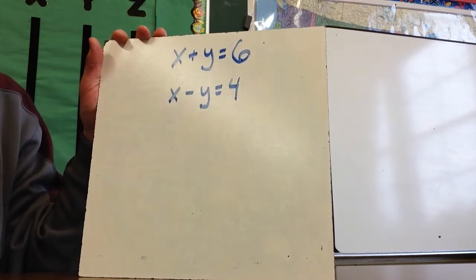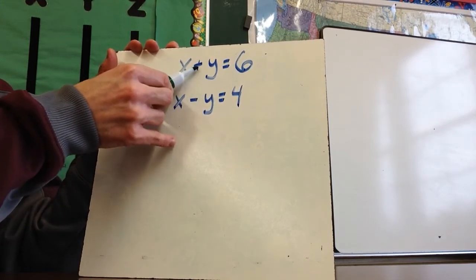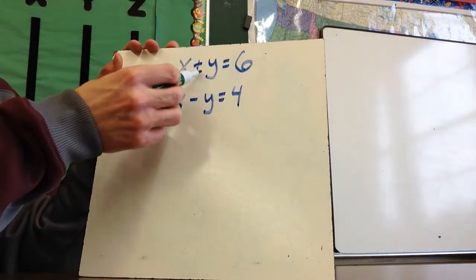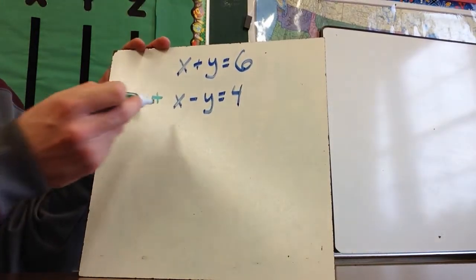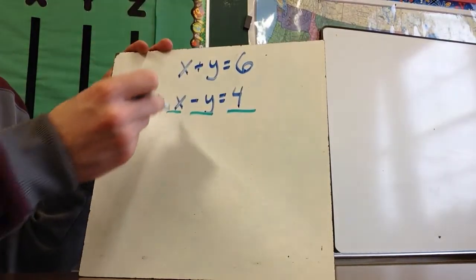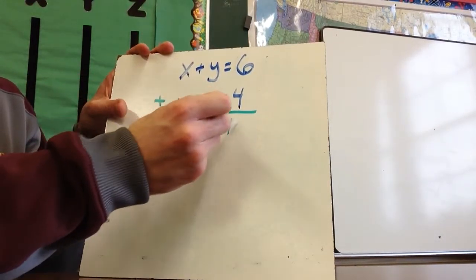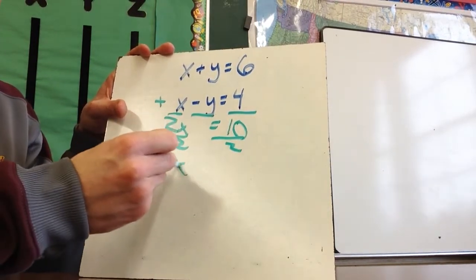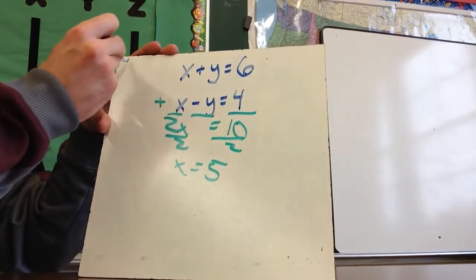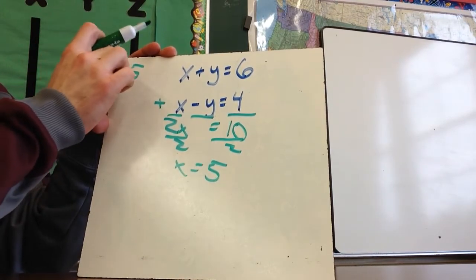So if I were going to solve this problem thinking that these two are opposite, and since I'm looking at the y's, this is a 1y and a negative 1y, they're opposite, I'm going to add. And so if I add, remember adding down, x plus x is 2x, this cancels out, and this is 10. When I divide by 2, I get x equals 5. So the first value of my answer is going to be a 5.